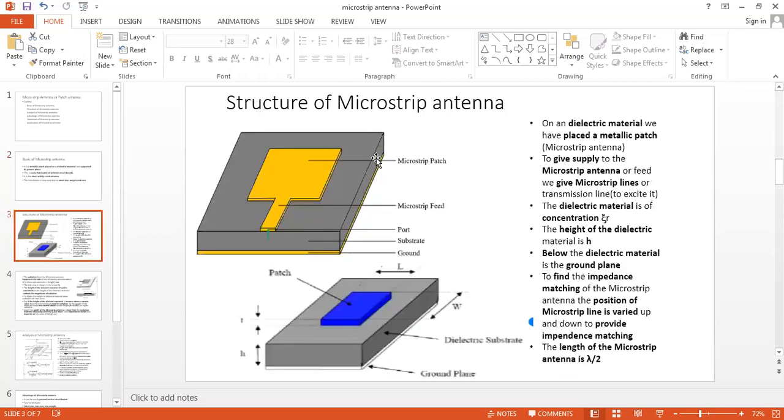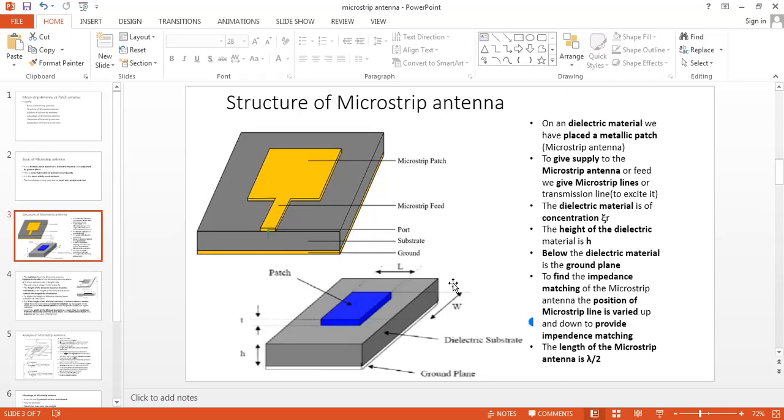Structure: as I told you, this is a metal patch placed on a dielectric material supported by a ground. This down part is the ground. This one is the metal microstrip patch. Here, this is called the microstrip feed. Feed is nothing but where we give input, where electricity or current is given. Here, this is the substrate, the dielectric substrate. The ash color is the dielectric substrate. This is the ground.